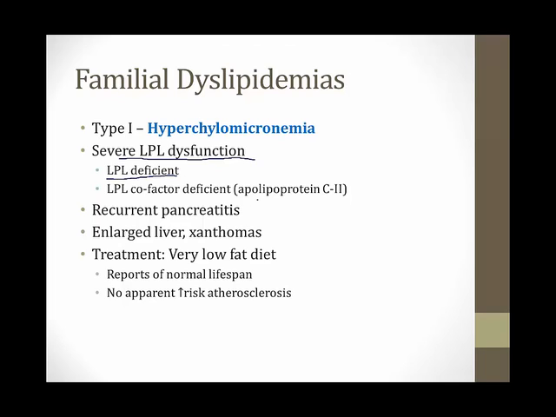This can happen either because people are born with a deficiency in the enzyme itself or because they are deficient in the cofactor apolipoprotein C2. Recall that C2 is necessary to activate lipoprotein lipase. So if either of these things are abnormal, you can develop a type 1 familial dyslipidemia.